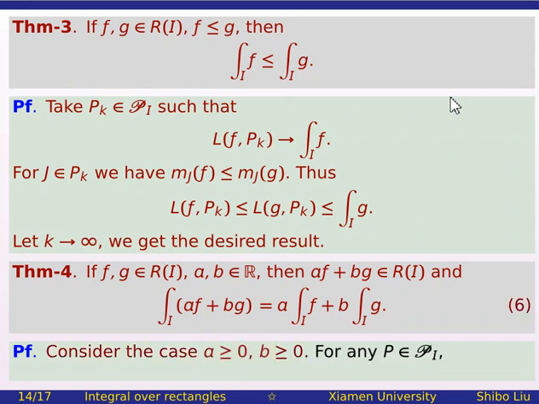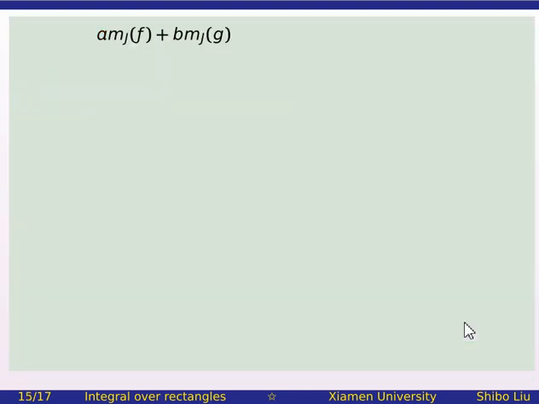Okay. Then we want to prove that the linear combination is integrable. So we take any partition of the rectangle I, that is P. So for every subrectangle in this partition, we have the following result. A m_J f plus B m_J g is not greater than A f(x) plus B g(x) for every x in the subrectangle J. This is quite obvious, okay?